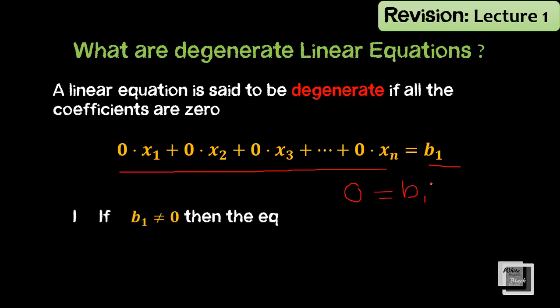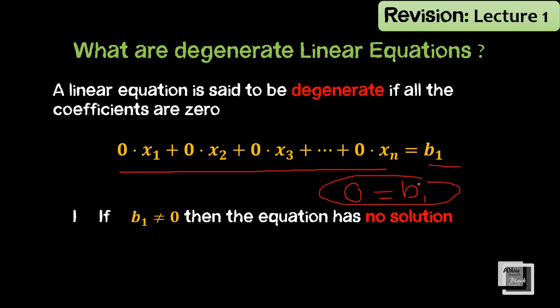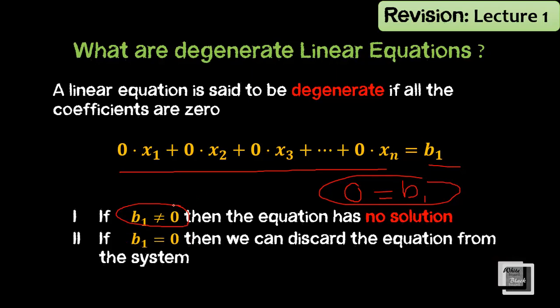If b1 is not equal to 0, then that's an absurd situation and we could say that this equation has no solution, as it is not possible that on one side we are saying that b1 equals 0, on the other side we are assuming that b1 is not equal to 0. But if b1 equals 0, then we can discard the equation from the system.